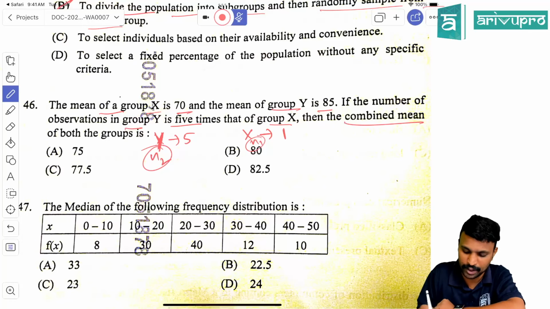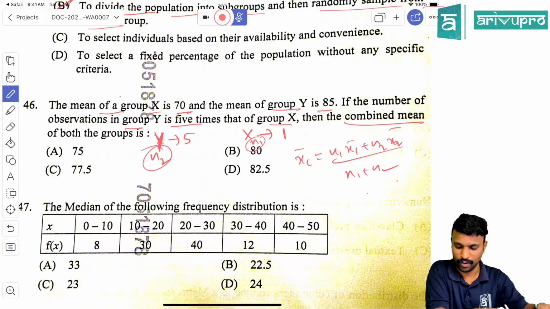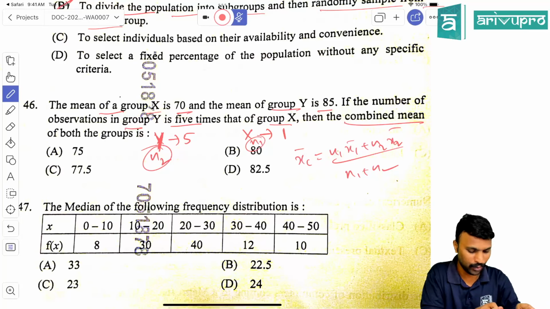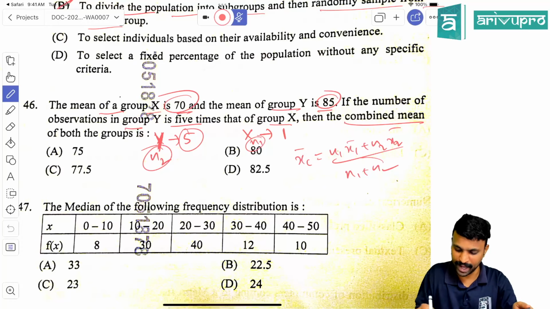Guys, they are asking us to find the combined mean. What's the formula? N1 x1 bar plus N2 x2 bar divided by N1 plus N2. Take your calculator. What is N1? N1 is 1, into x1 bar is 70, plus N2, which is 5, into x2 bar is 85, divided by N1 plus N2.